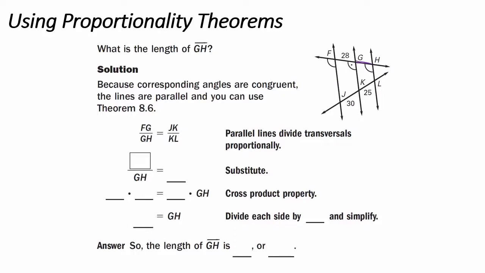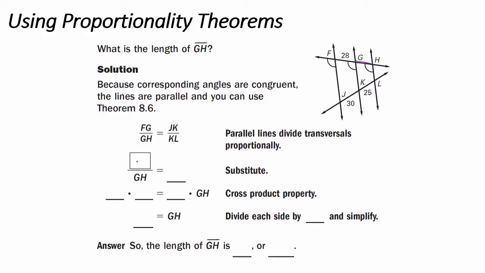Theorem 8.6 says that if you have lines that are parallel, then the transversals divide the lines proportionally. So we can write our statement of FG over GH is equal to JK over KL. Once I write my proportionality statement, just fill in what I know.